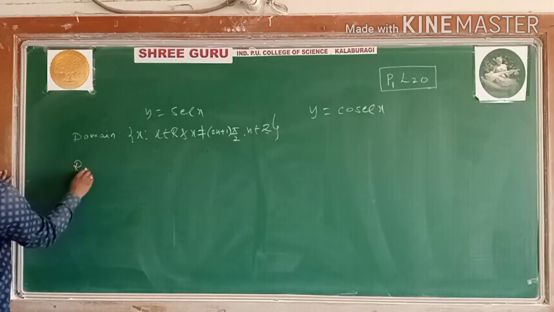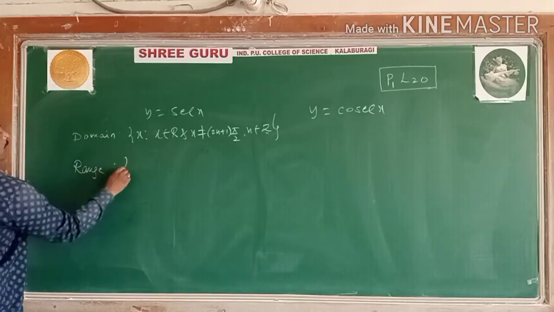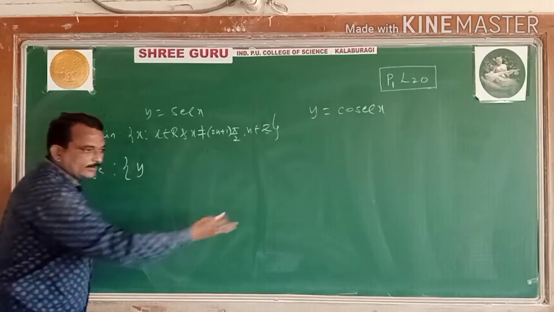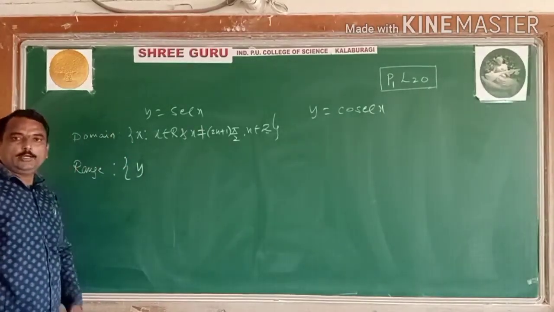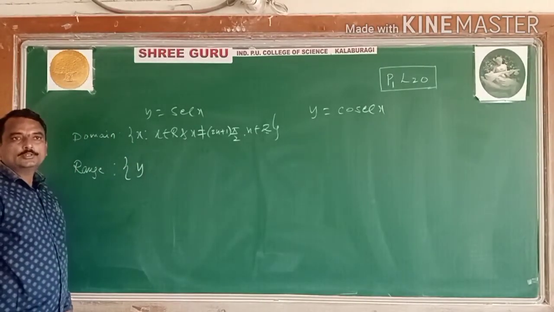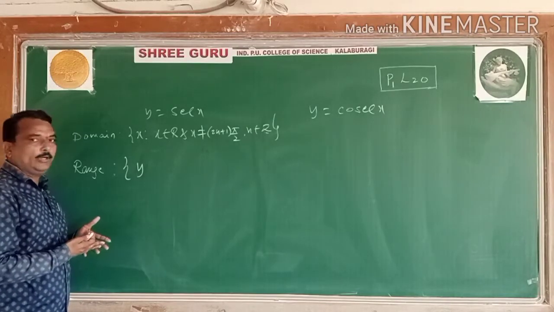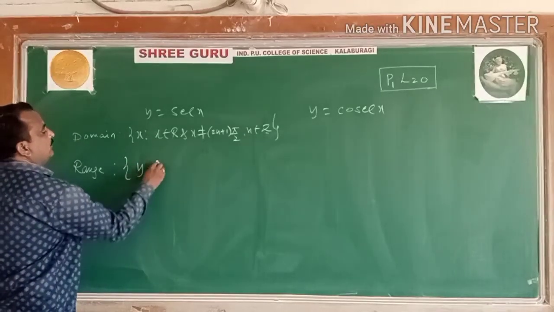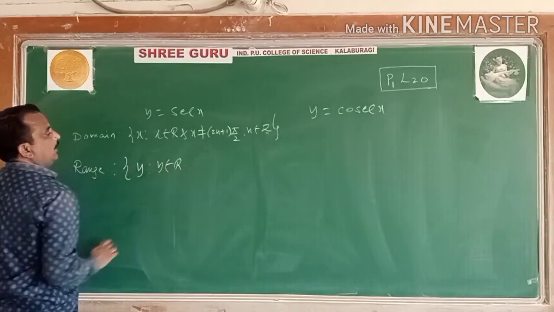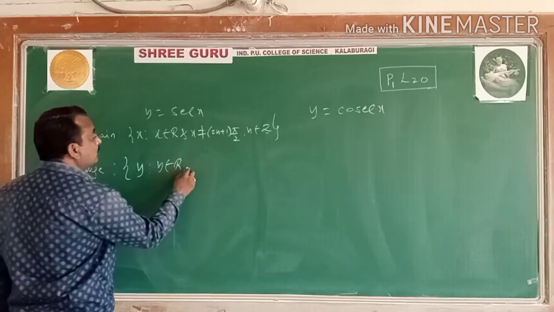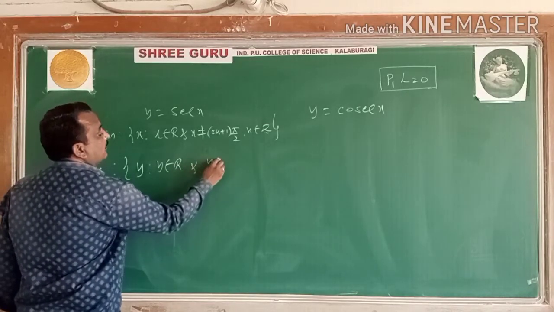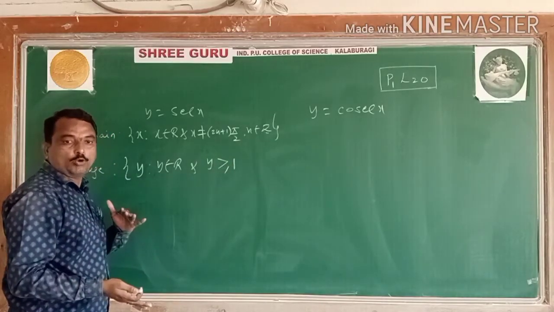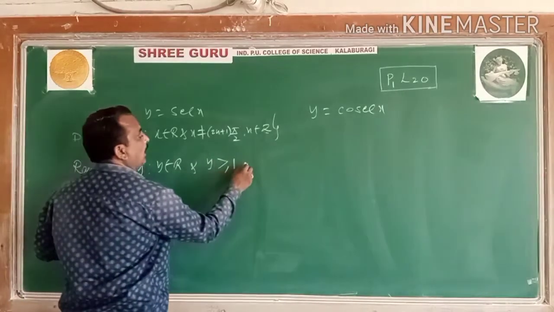And the range of this graph: along the x-axis and along the y-axis, you have drawn the values on a Cartesian plane. The x values are the domain and the y values are the range. So the range is the set of y such that y belongs to the real numbers and y is greater than or equal to 1. We have seen the graph is not below 1; it is equal to 1 and more than 1.